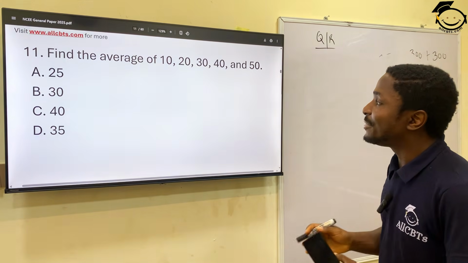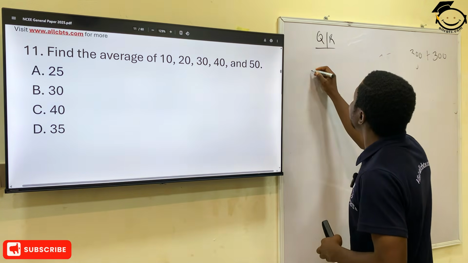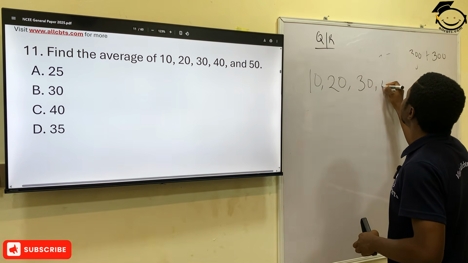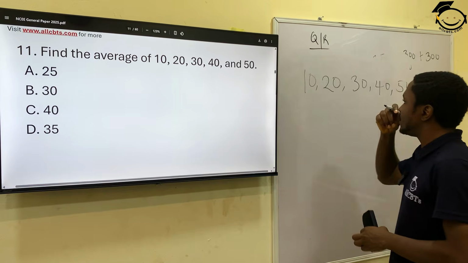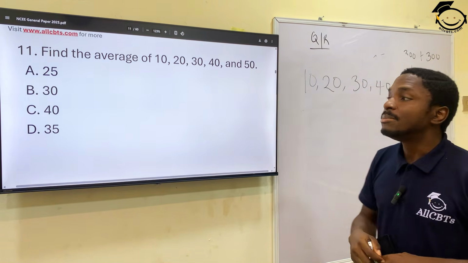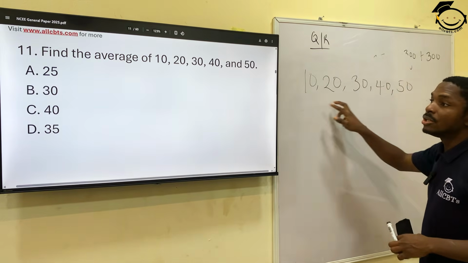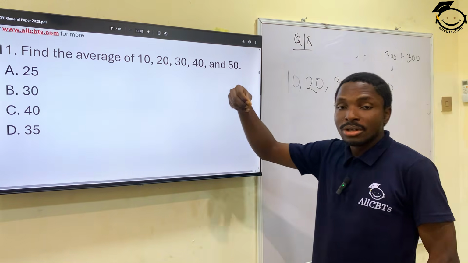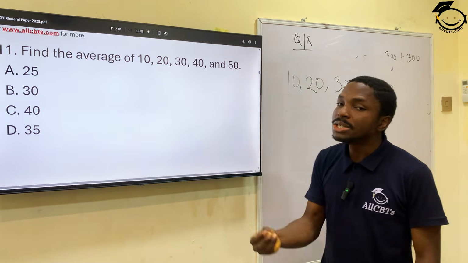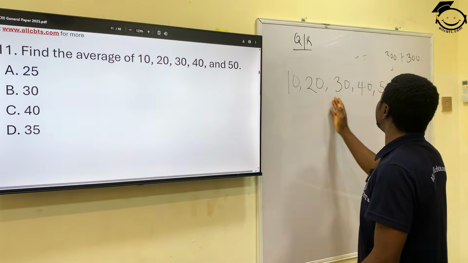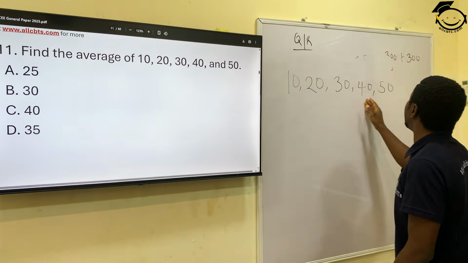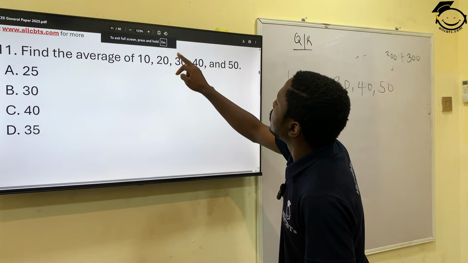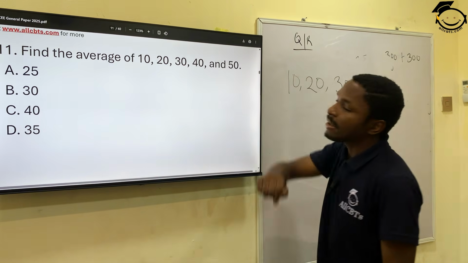11. Find the average of 10, 20, 30, 40, and 50. When you are finding the average, it means you sum up the numbers that you have been given, and you divide by the amount of numbers. What do I mean by the amount of numbers? How many numbers are there? 1, 2, 3, 4, 5. They are in a group of 5.